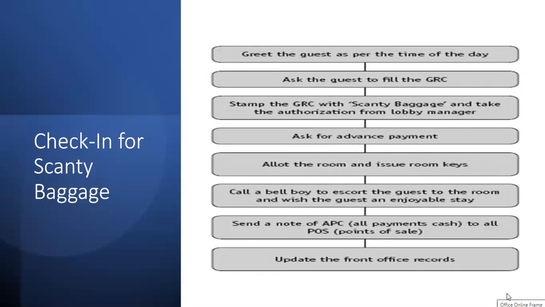We ask for the advance payment and we allot the room and issue the room keys. We call the bellboy to escort the guest to the room and wish the guest an enjoyable stay. We send a note of APC, that means all payment cash, to all the POS, point of sale. We update the front office record.